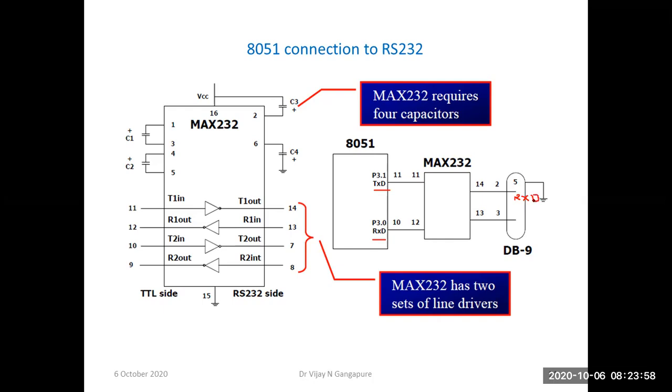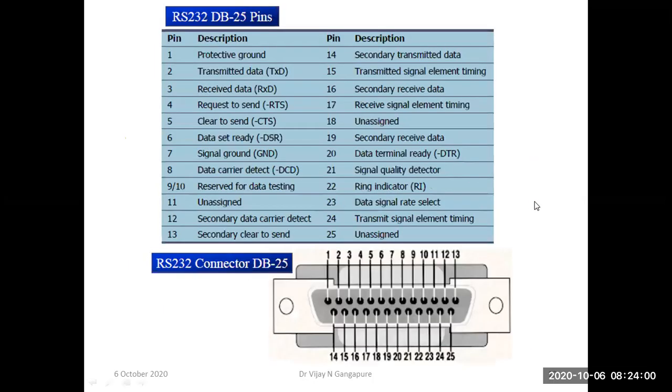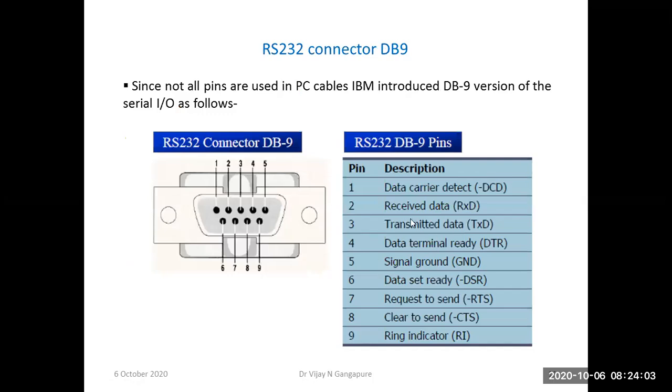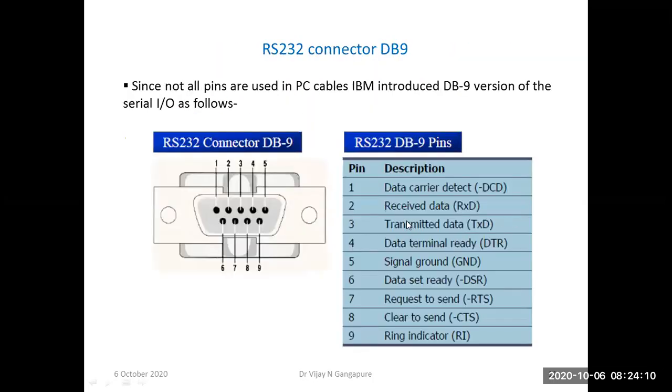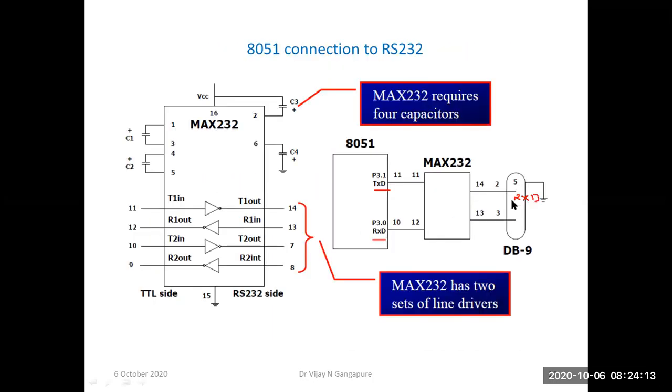Okay, so let us check. Pin number 2 is RXD, isn't it? Pin number 2 is RXD and pin number 3 is TXD. Okay, so this is the RXD pin and this is TXD. So this is the DB9 connector, meaning the RS232 port of a PC or any other data terminal equipment.